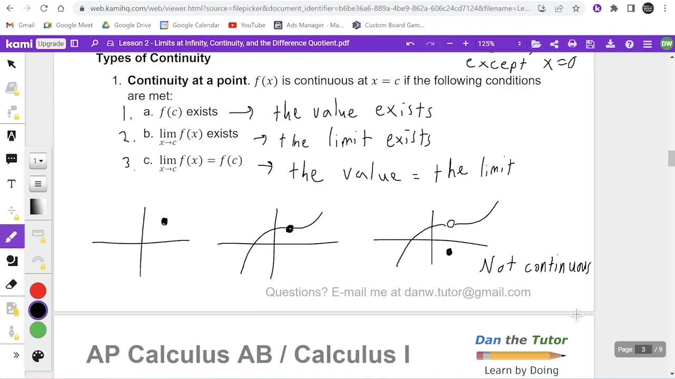So we're going to get pretty good at this. Don't worry, we're going to do a bunch of example problems. But that's the first kind of continuity. It's continuity at a point. Remember, there's 3 steps to that.